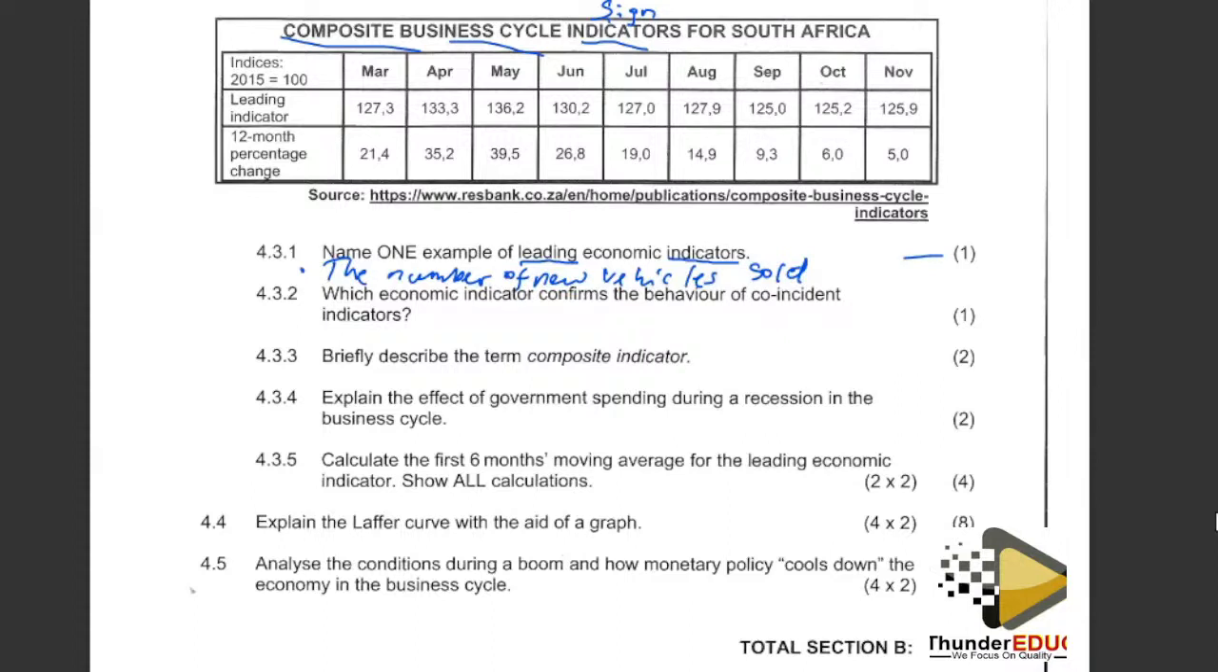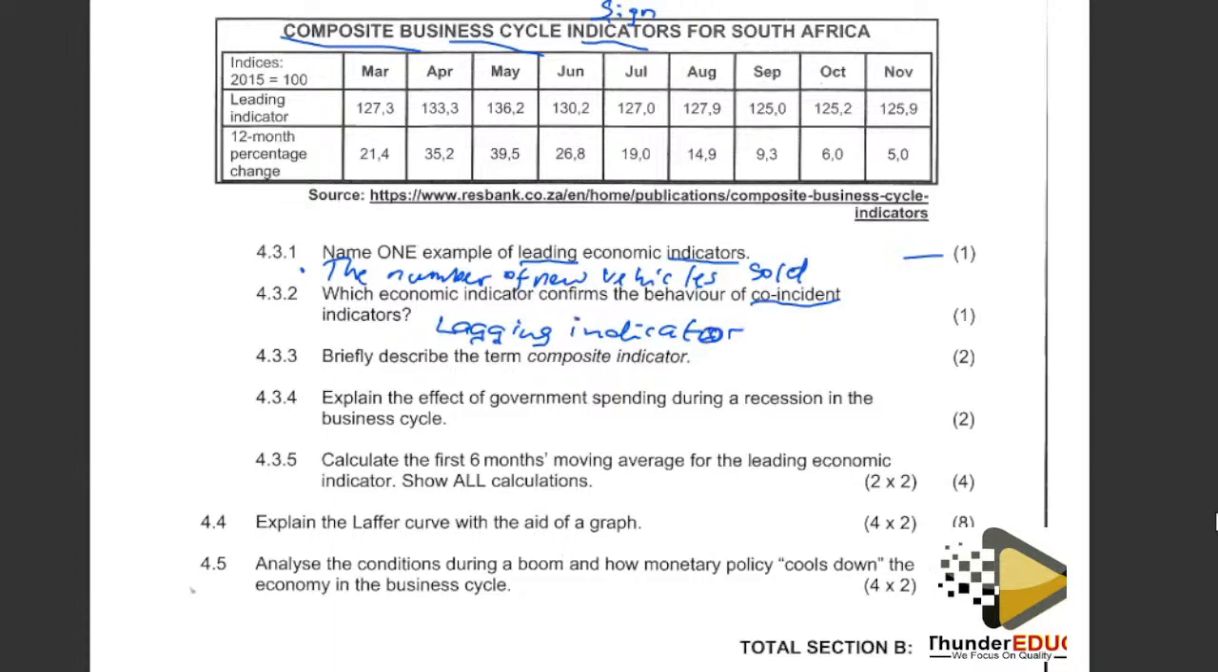So let's move on to the next question, 4.3.2. It reads as follows. Which economic indicator confirms the behavior of a coincident indicator? What is this coincident indicator? This is the sign that changes together with the economy. When the economy changes, this indicator also changes. So an example in this regard can be a lagging indicator. Okay, great.